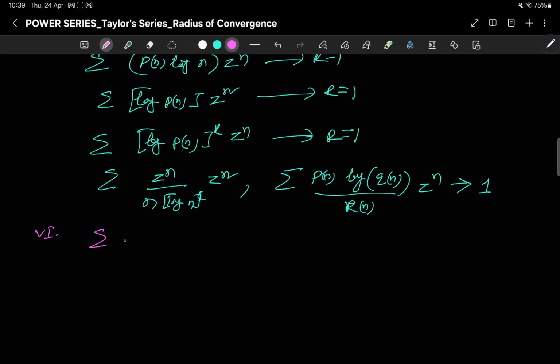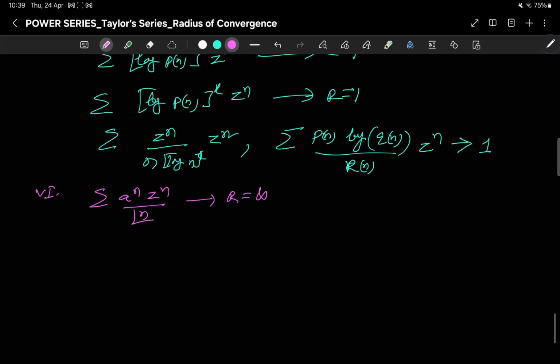Suppose it is a^n z^n by factorial n. Here the radius of convergence is infinity, right? Radius of convergence is infinity here. Here a is not equal to 0.